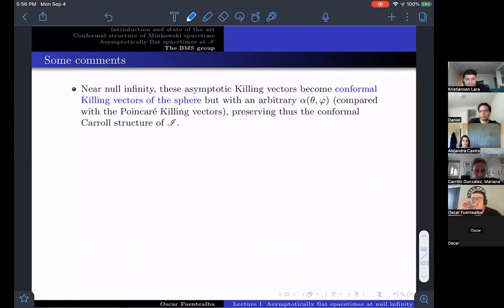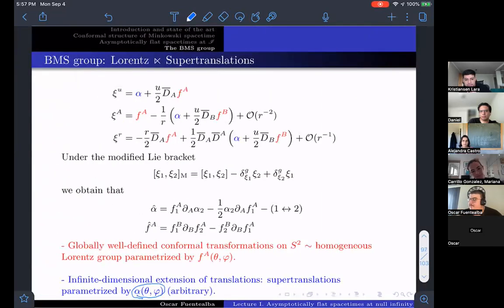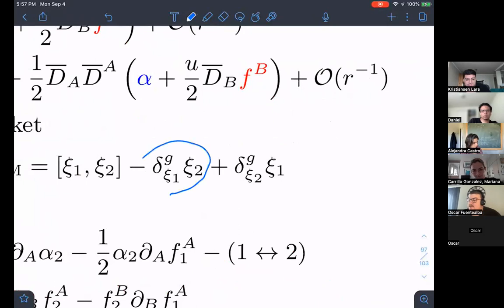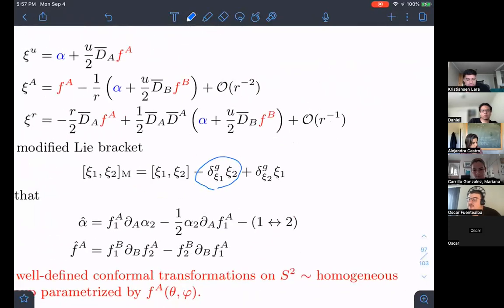Oscar, can I ask you a question regarding the Lie bracket? Because you are using the Lie bracket of Barnich-Troessaert. However, I never understood why you enhance the bracket in that way. Yes, there is a reason to enhance the bracket.